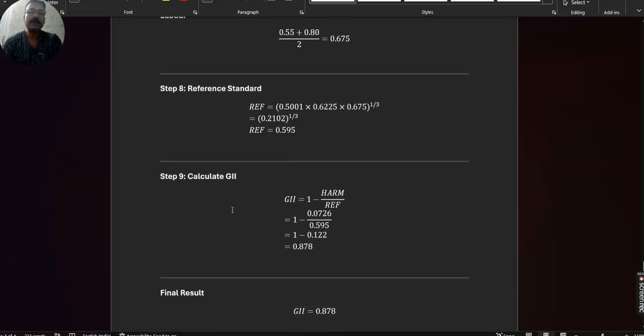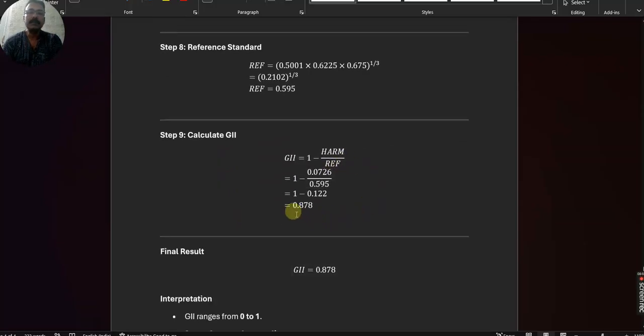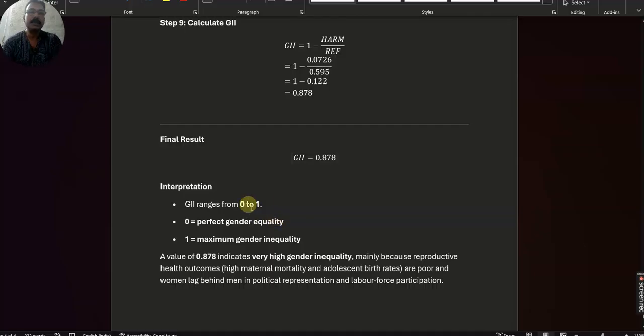Finally, we can calculate the GII this way: 1 minus the harmonic mean divided by the reference standard. Putting the values in the formula, the final result is GII equals 0.878. GII ranges from 0 to 1. 0 means perfect gender equality, 1 means maximum gender inequality. A value of 0.878 indicates very high gender inequality, mainly because of poor reproductive health outcomes, high maternal mortality and adolescent birth rate, and because women lag behind men in political representation and labor force participation.